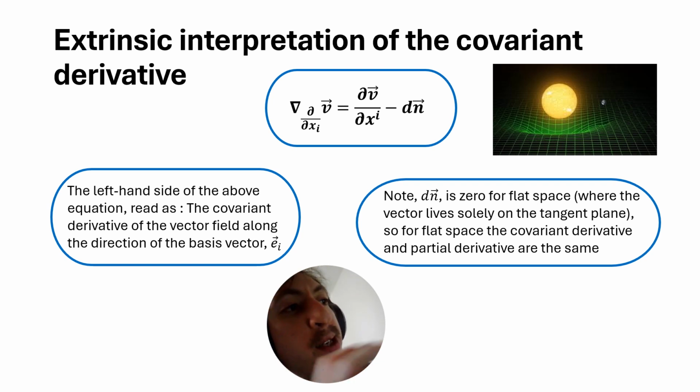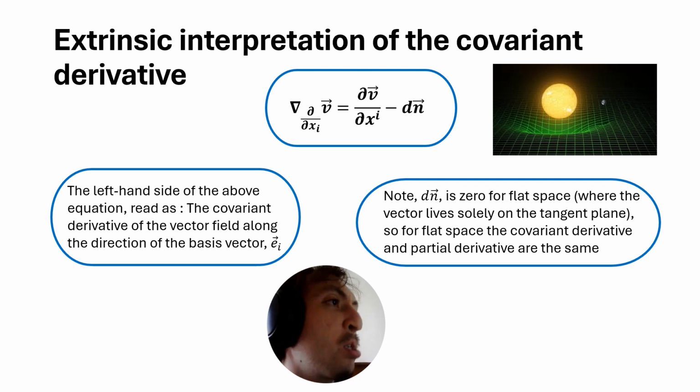So that's kind of an introduction to the covariant derivative, but from an extrinsic perspective. And that's really good for getting a feeling for what the covariant derivative is and what it's describing. But now let's have a go at getting to an intrinsic understanding of the covariant derivative, so understanding how to calculate the covariant derivative if we don't have access to a dimension that is normal to the manifold.